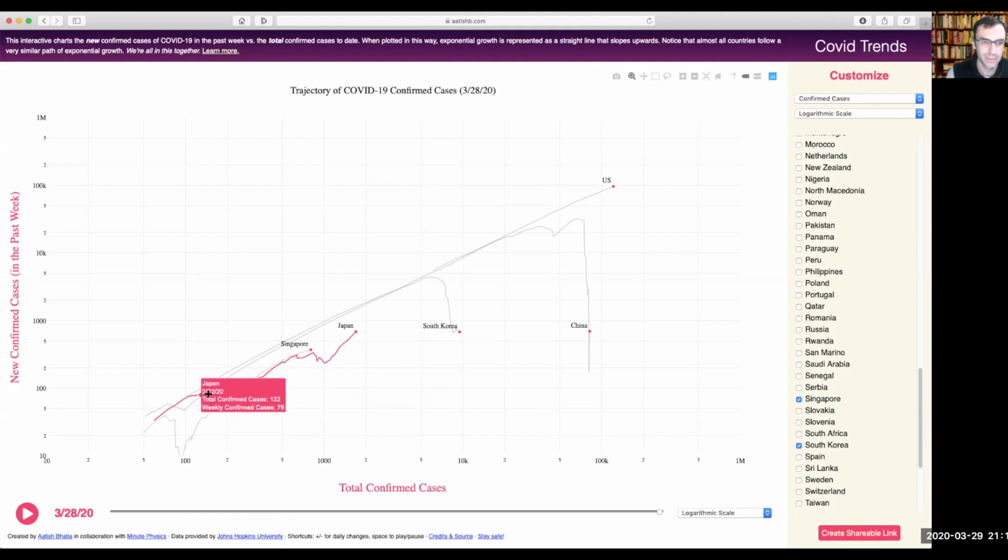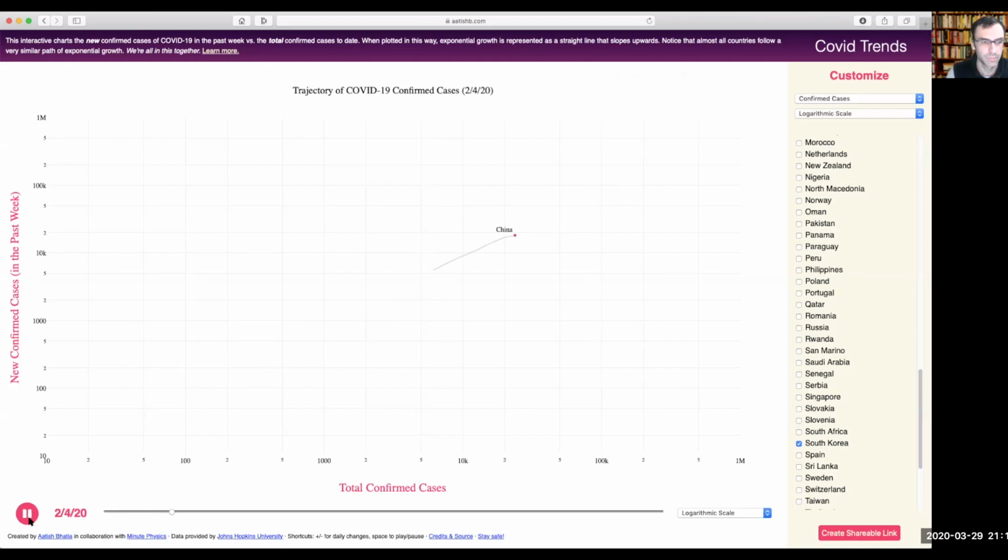Japan, likewise, seems to stop and start. Actually, let me get rid of Singapore just for a second so you can see Japan. Japan is stopping and starting and stopping and starting. Now, maybe this is somewhat of an artifact based on the testing that's going on in Japan, but we can see that this curve is upwardly increasing. It's on that trajectory, but it's sort of stopping and starting. Oh, what happened? It went back to the beginning.